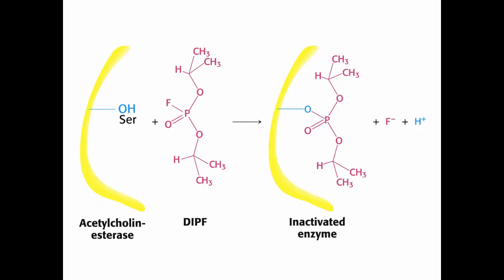The mechanism of DIP inactivation of acetylcholinesterase involves the formation of a drug-enzyme covalent intermediate via an active site serine. This covalent intermediate inactivates the enzyme, which in turn causes acetylcholine to accumulate, and nerve impulses cannot be stopped, causing prolonged muscle contraction leading to paralysis and even death.